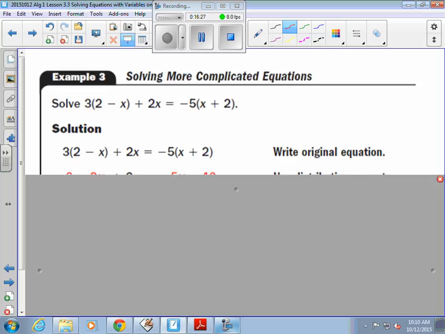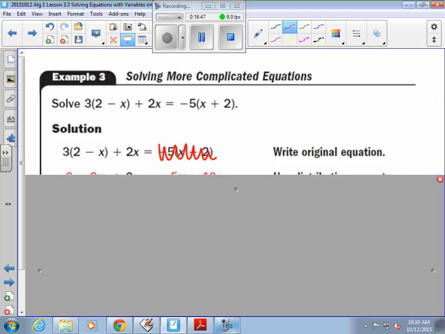So the next one is solving more complicated equations. Now you're just taking the stuff we've been learning and you're just kind of jamming it all together. This one says 3 times 2 minus x plus 2x is equal to negative 5 times x plus 2. So before you try to go across the equal sign, completely simplify each side.